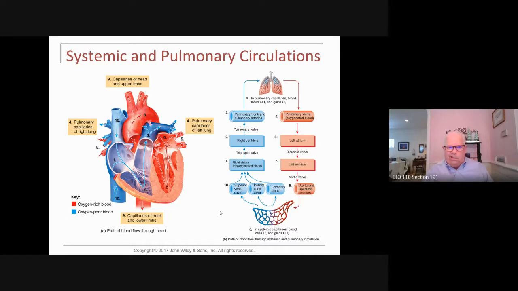Very important to understand this. This is the essence of this chapter. I'm going to get into the nitty-gritty a little bit more, but this is the essence of the chapter. I guarantee you 30% of your exam will be on this slide alone. Okay? Very important.